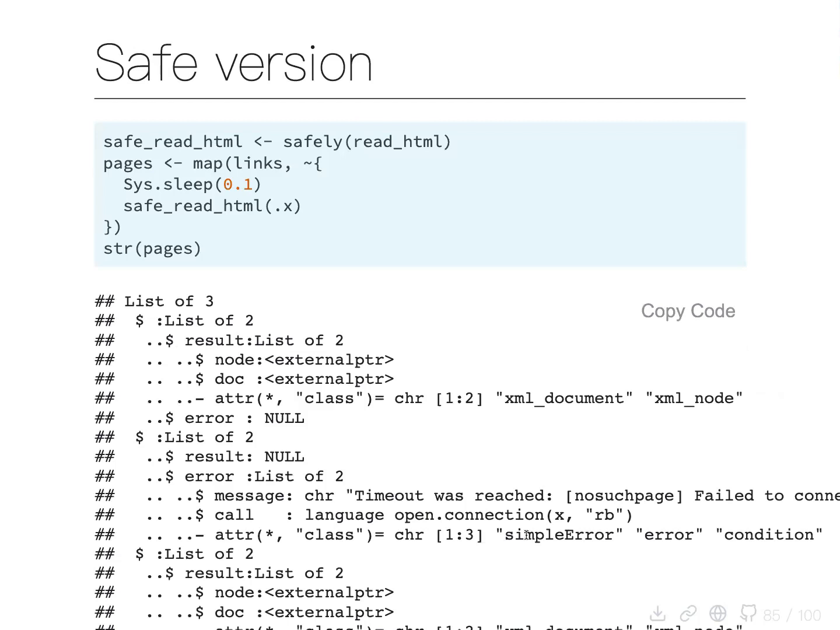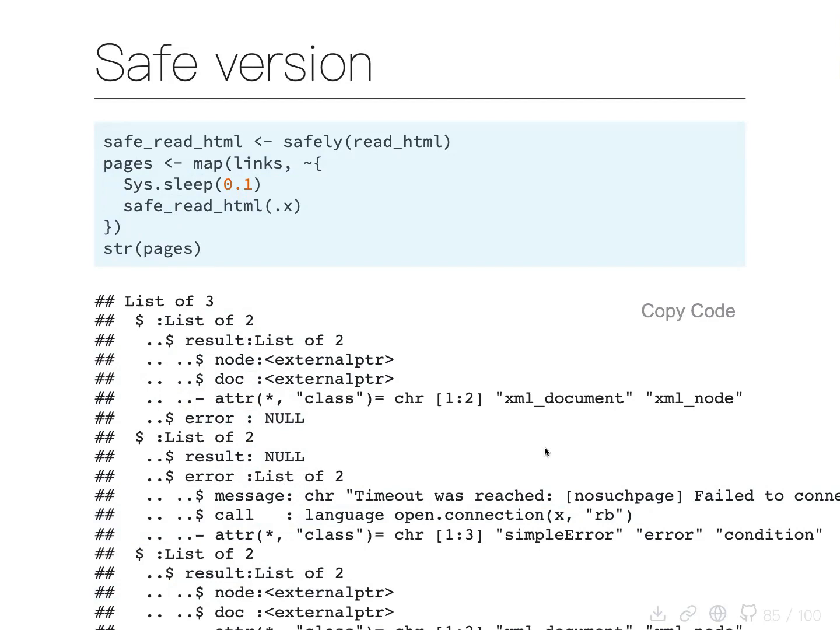So we call safely on read_html, and we have this new one called safe_read_html. Everything is the same in this part, except I'm now using safe_read_html instead. When I look at the structure of this, the first one is a list of 2. It's got a result, here's some stuff, and error is null. On the second one, the result is null, and we have this error message. And on the third one, we have a result, and the error would be null, although it's cut off here. Does that make sense? Any questions with that?